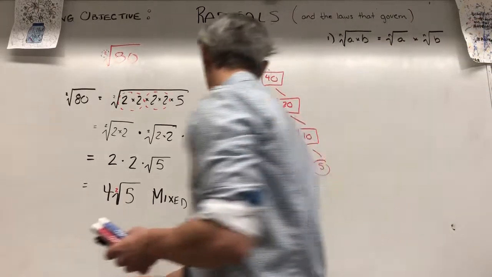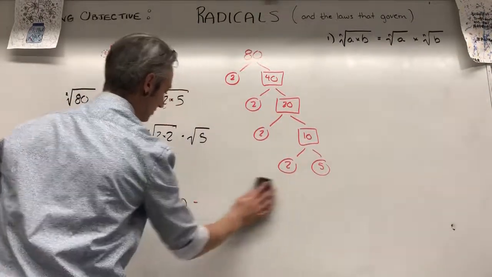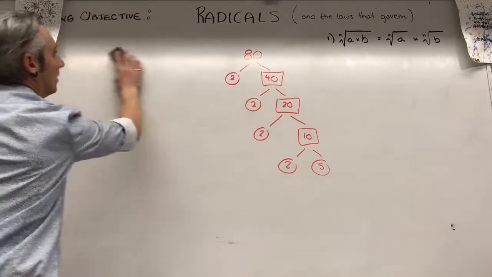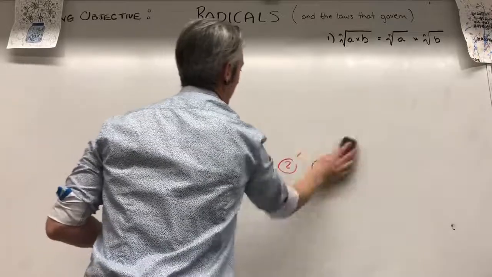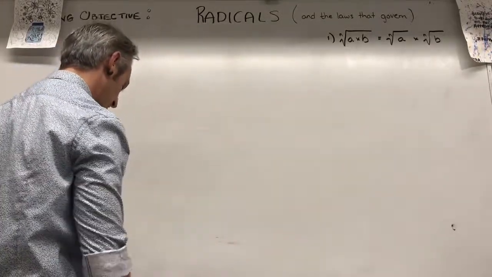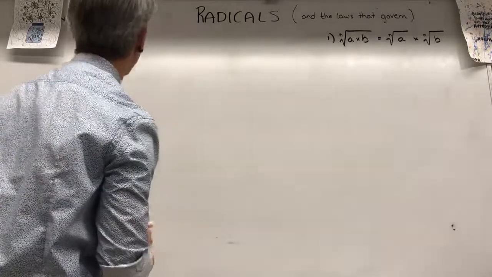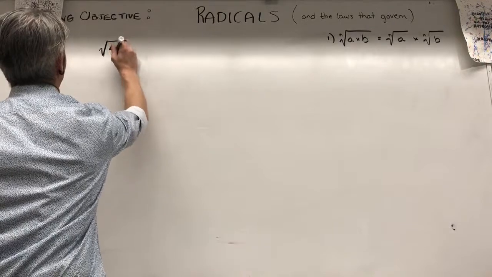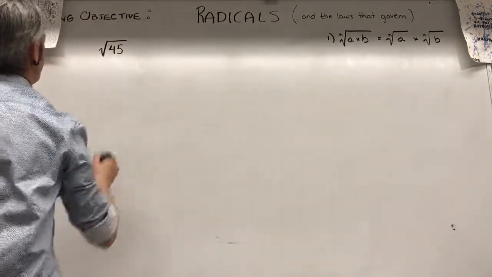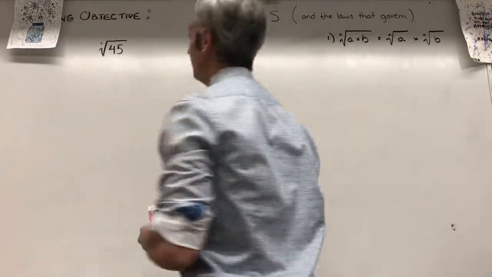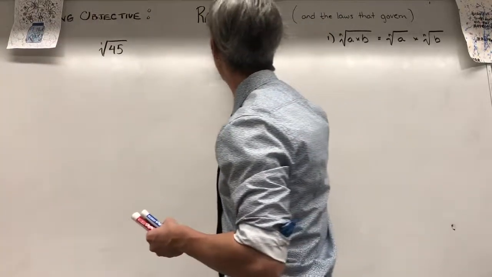Okay, let's do another example now. We'll do one more example with this stuff. Let's try, for example, square root of 45. Okay? There's an invisible 2 there. So, in order to turn this one into a mixed radical, I do the same thing.